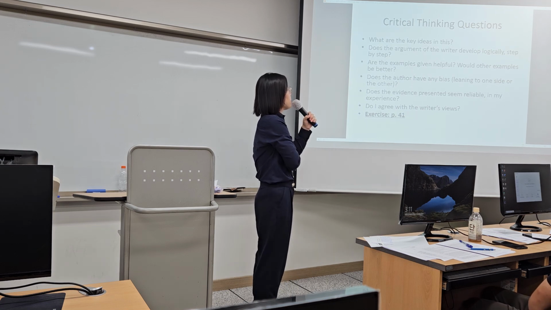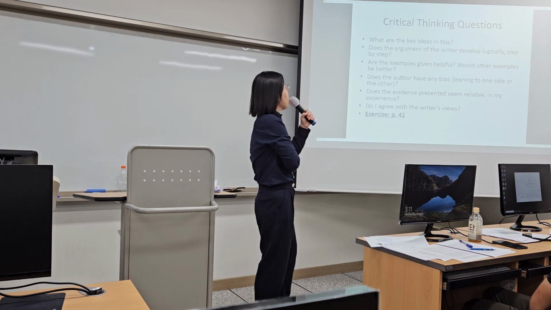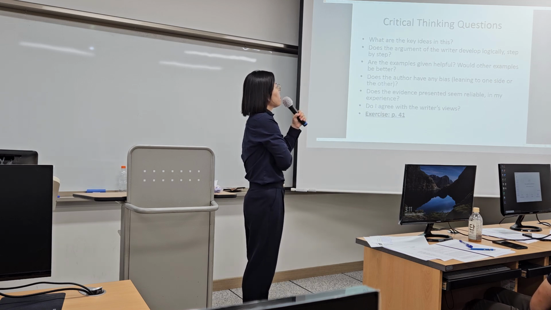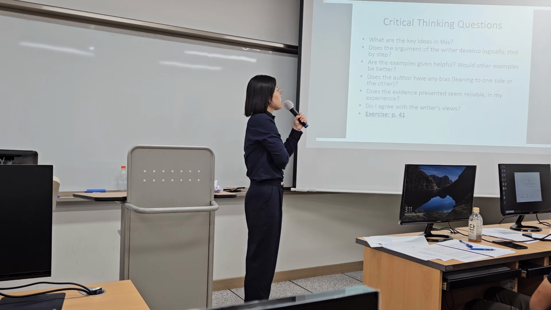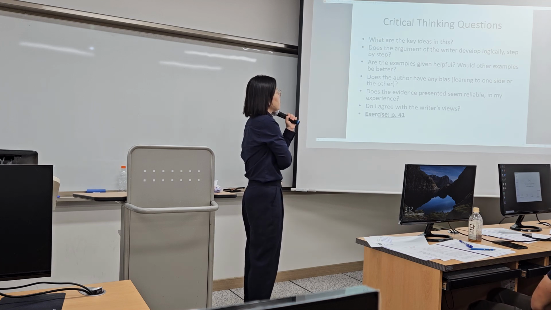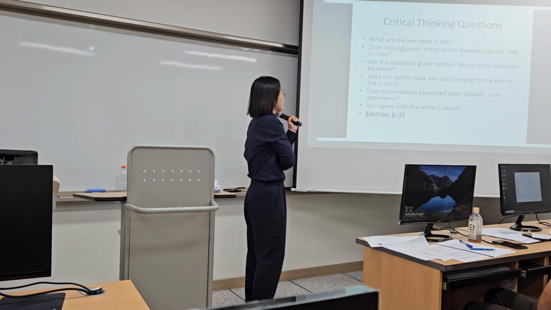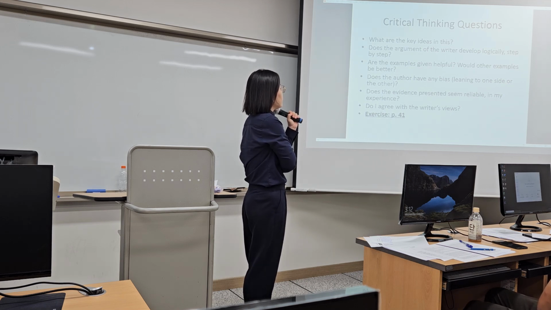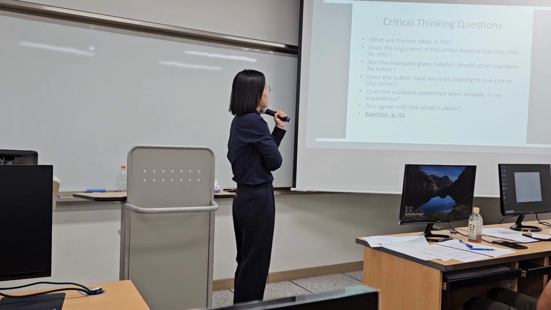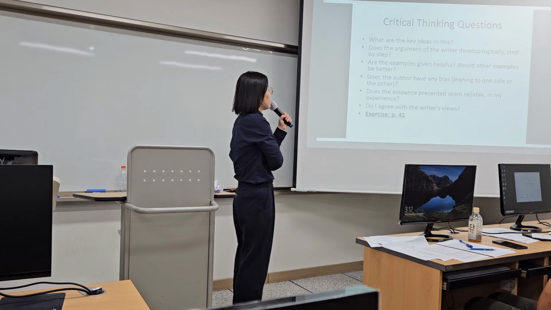What are the key ideas in this? Does the argument of the writer develop logically and step by step? Are the examples given helpful? Would other examples be better? Does the author have any bias, leaning to one side or the other? Does the evidence presented seem reliable? In my experience, do I agree with the writer's view?